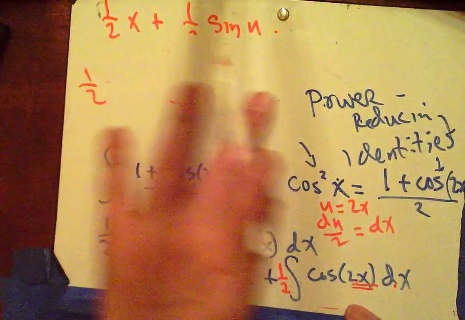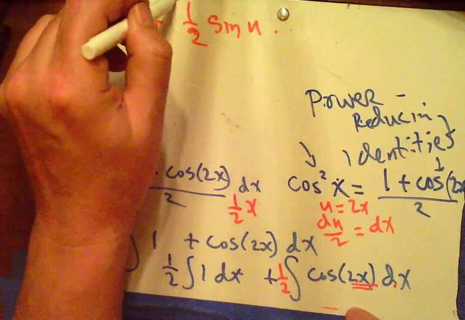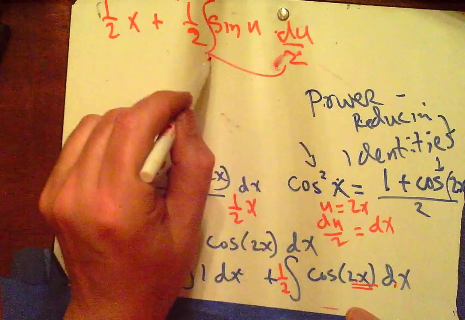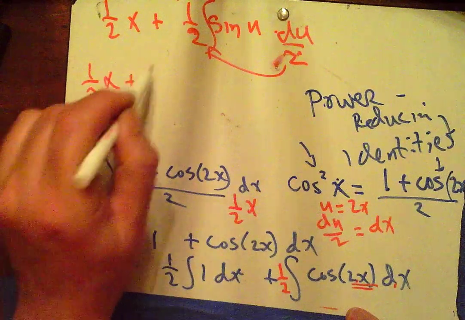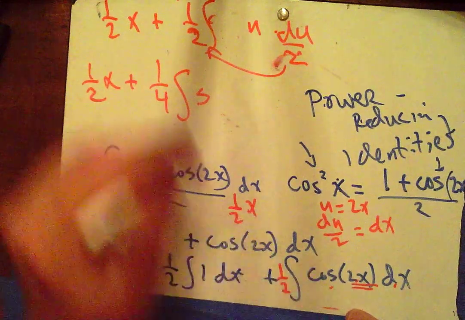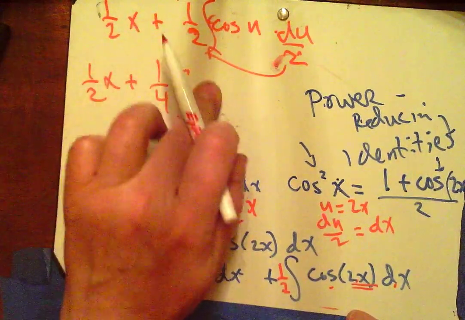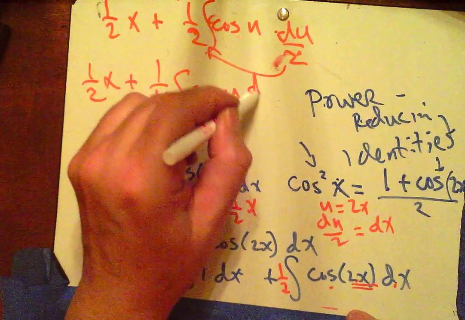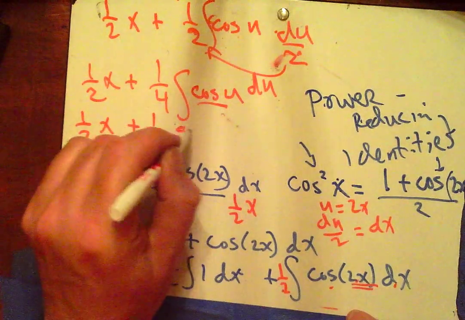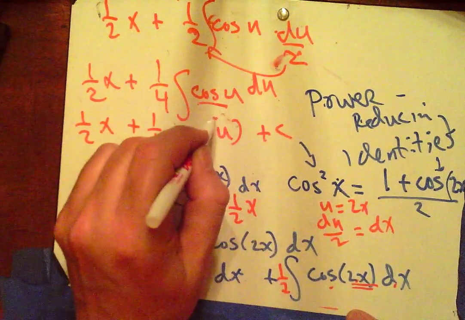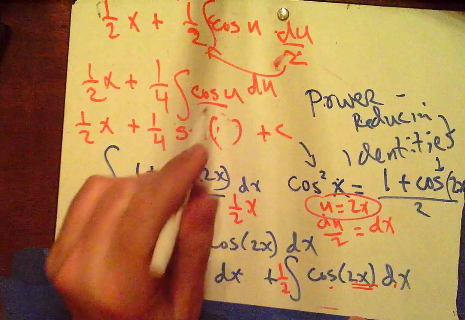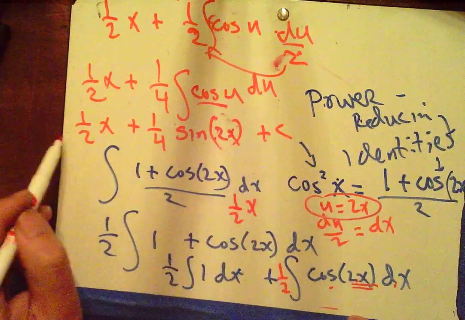I skipped a step, didn't I? Sorry, let me go back and do it right. There's an integral there. There's du over 2 here. Let's bring that out. And so now we've got 1/2 x plus 1/4. The integral of this was cosine. Okay, and cosine u du. We know the antiderivative of cosine is sine of u. And finally, what was u equal to? 2x. See? 2x. There we go.